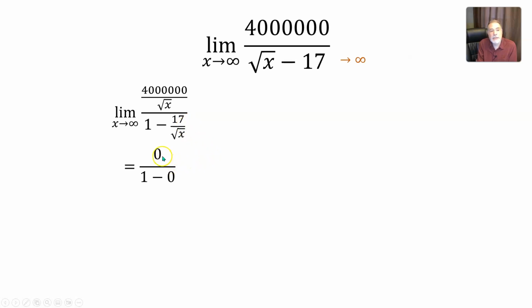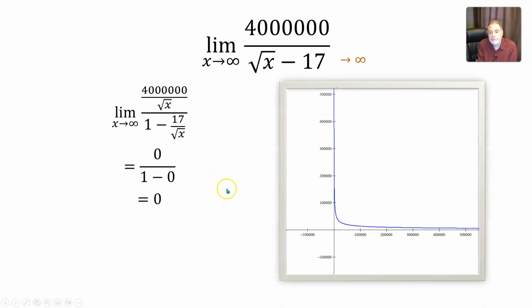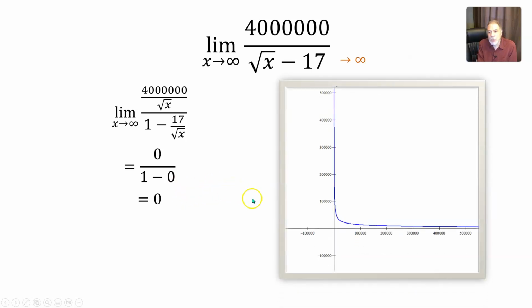So the limit is 0 on top over 1 minus 0, which would be 1 on the bottom, and 0 divided by 1 is 0. So yes, the limit is 0. As we go off to the right, the graph flattens out and approaches 0. So the line y equals 0, otherwise known as the x-axis, is the horizontal asymptote.